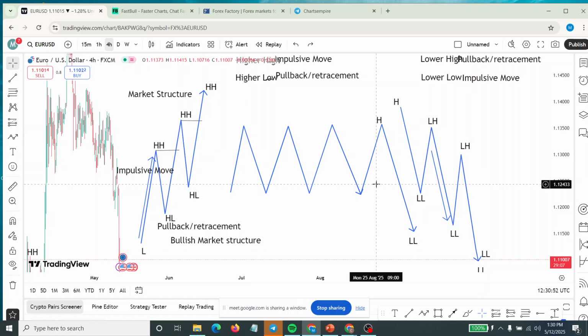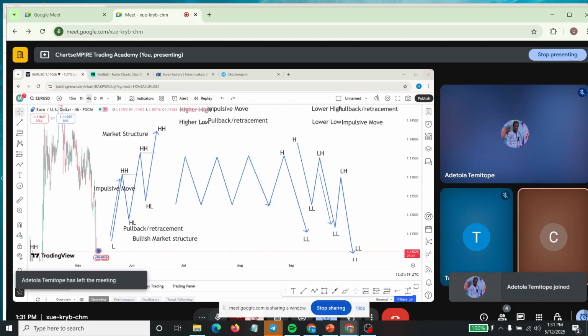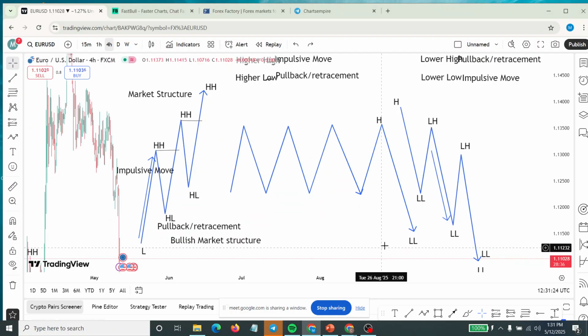You can see I gave an example for the bullish scenario. Now I'm giving an example for the bearish scenario. So that's why we have three types of how the market structure works. The first is bullish, the second is bearish, and the third is ranging, which is the sideways market. In a sideways market, no one is in control, equilibrium.